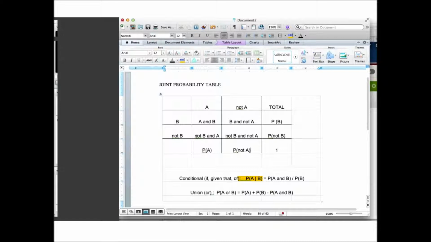So a quick review. Joint probability table. The middle of the table contains the joint probability, and the borders, we have the marginal probability. So in a joint probability table, we only have joint probabilities and marginal probability. No other type of probability goes in the table. Only joint and marginal. That's for the table. The conditional formula, that's the joint, also called intersection, of the two events divided by the condition.